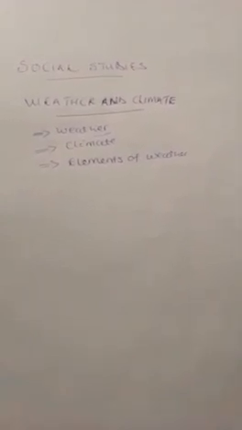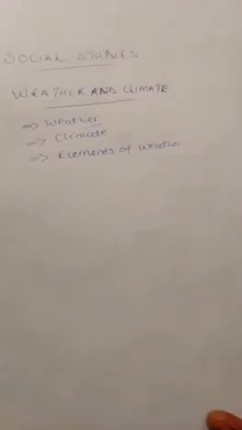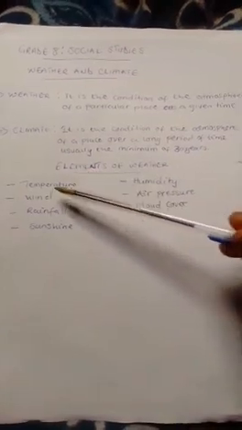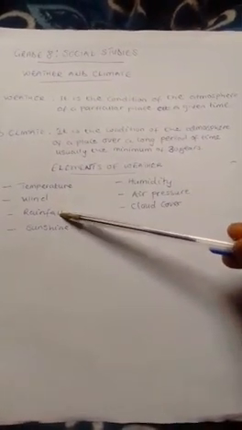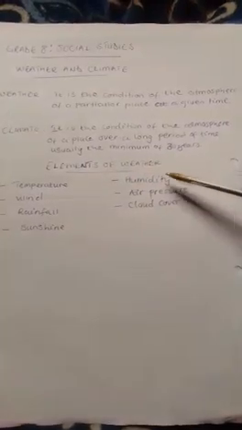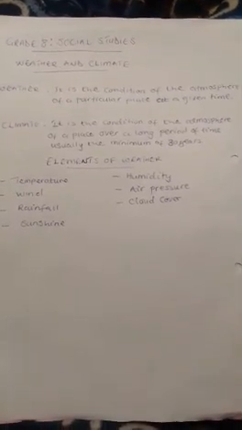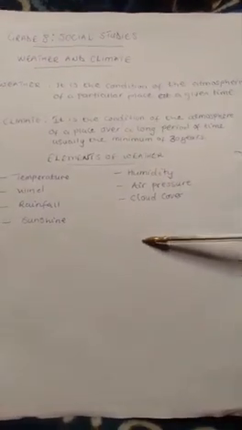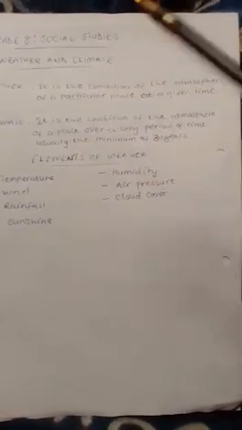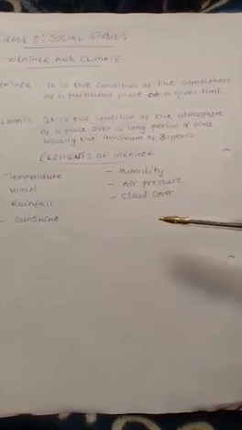Now, we look at weather. Weather is made up of different elements. And these elements are temperature, wind, rainfall, sunshine, humidity, air pressure, and the cloud cover. In our next lessons, we'll be looking at each of these weather elements in detail. We'll look at what is temperature, what instrument is used to measure this temperature, and so on and so forth.